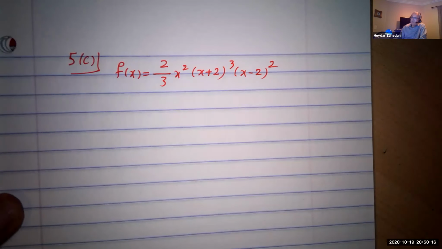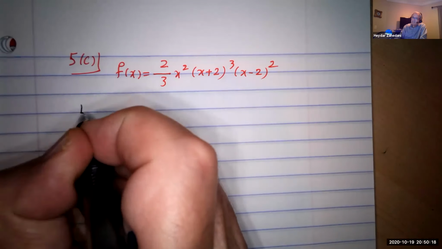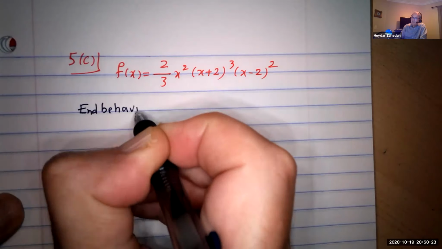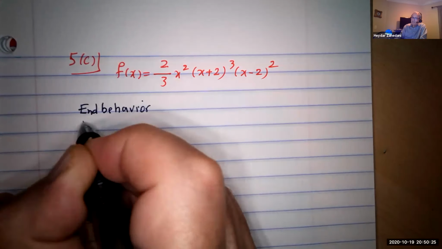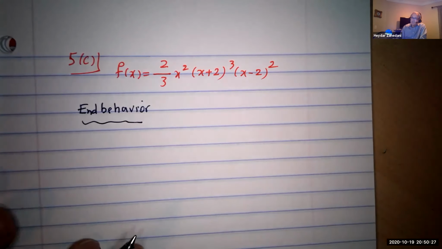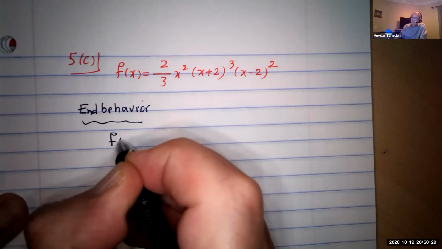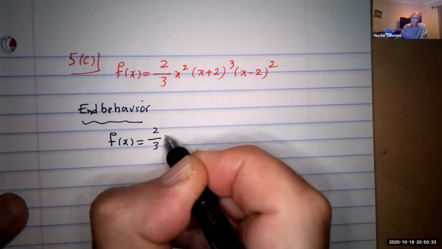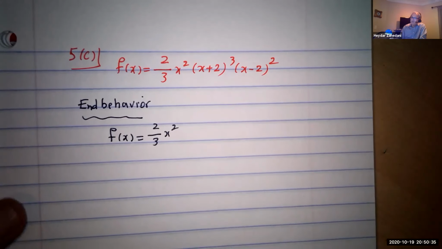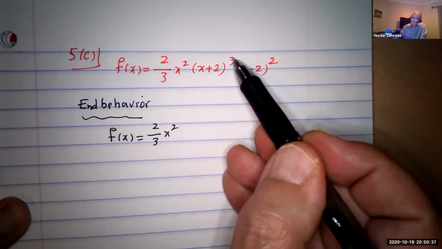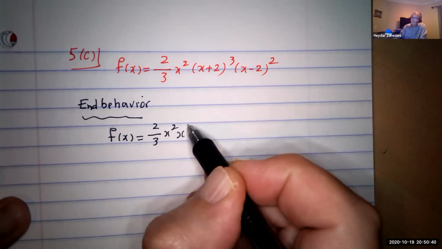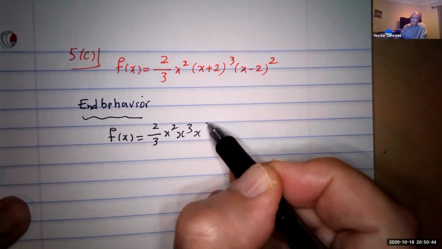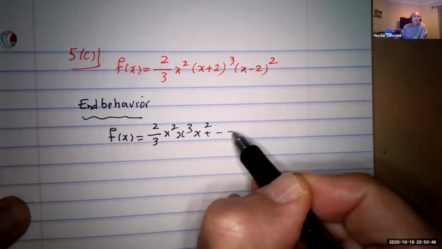First, end behavior. To get the leading term first, f of x equals, you bring the first one, 2/3 x squared. The second one, the highest power of x is x cubed. This one is x squared. Okay, there is something else that we don't care about.